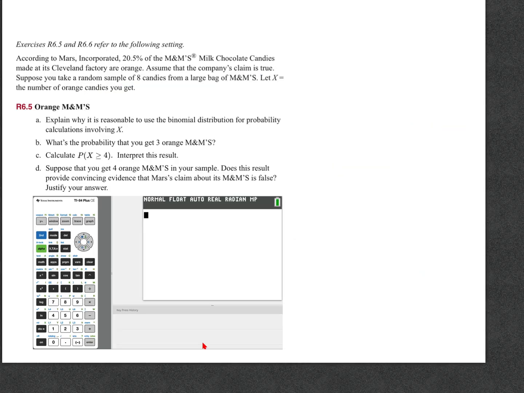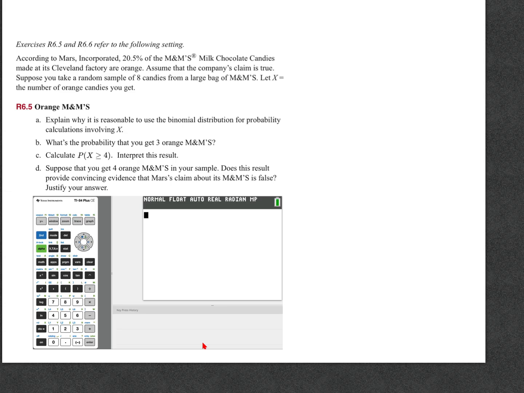According to Mars Incorporated, 20.5% of the M&M's milk chocolate candies made at its Cleveland factory are orange. Assume that the company's claim is true. So we'll always do that, always assume that the claim is true when we're doing this statistical analysis. Suppose you take a random sample of 8 candies from a large bag of M&Ms. Let x equal the number of orange candies you get. So x is the number of orange candies you get out of a sample of 8.